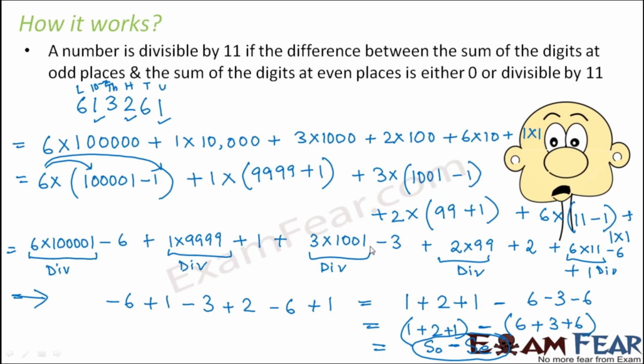So this is the reason that whenever you are asked to find out if a number is divisible by 11 or not, we find the sum of the digits at the odd places, we find the sum of the digits at the even places, and then subtract them to see if the difference is either 0 or divisible by 11. In that case, the number will be divisible by 11. So with this, I think we have covered the divisibility tests of all numbers starting from 2 till 11.